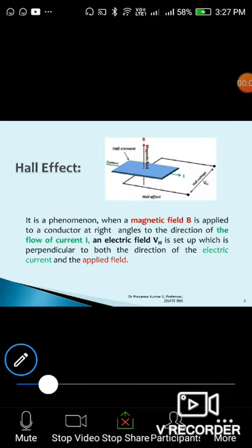It's a phenomenon where, when a magnetic field B is applied to a conductor carrying current at right angles to that magnetic field, an electric field EH is set up perpendicular to both the magnetic field as well as the direction of the current. There sets up a Hall voltage that is called VH. So the overall effect is called the Hall effect.